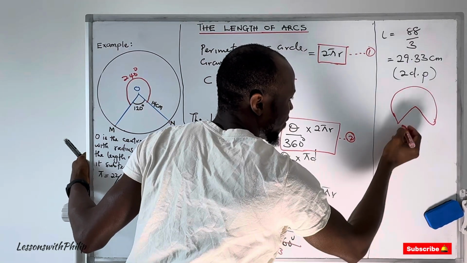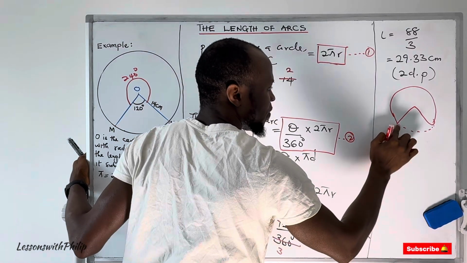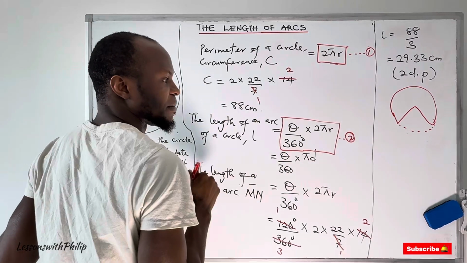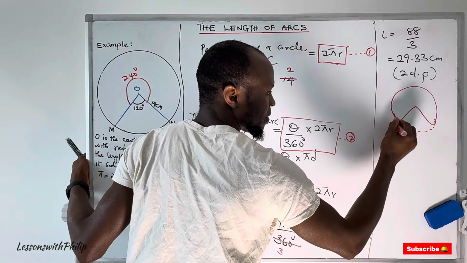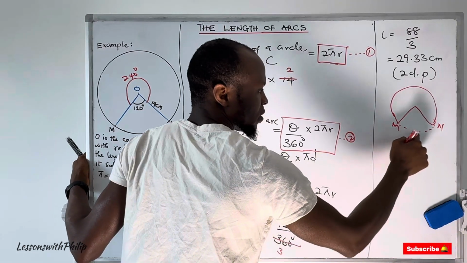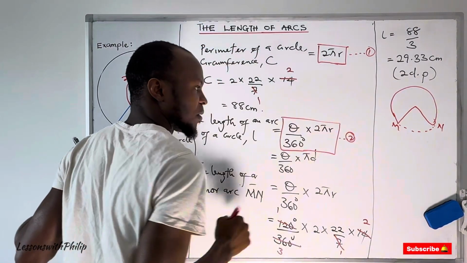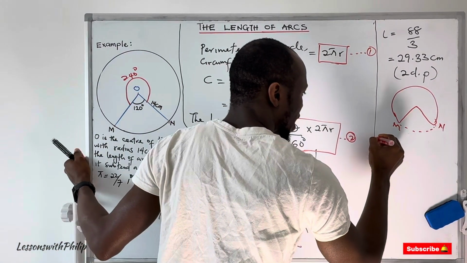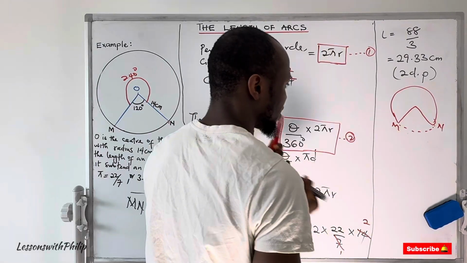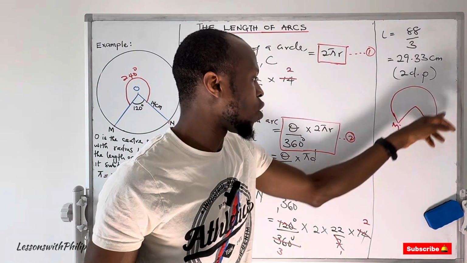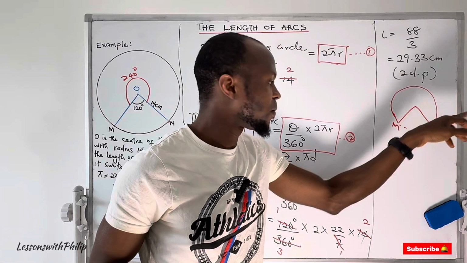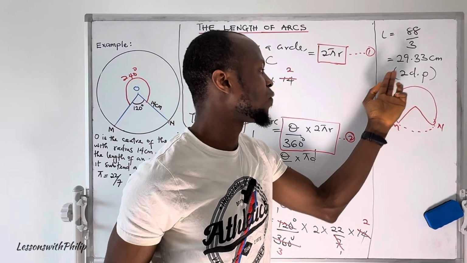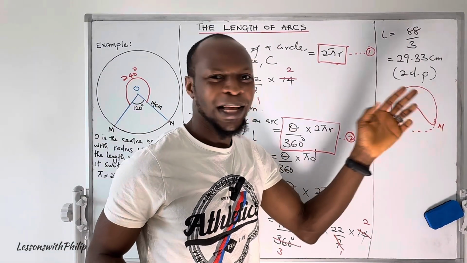Okay. Now I find the length from this point down to this point, which we have gotten to be 88 centimeter. Now I've gotten this point to this point to be 29.33. So if I'm asked to find this point to this point, automatically the major arc, since I know the total perimeter of the circle, I can just remove the minor arc. Don't forget, the minor arc and the major arc will be equivalent to the whole perimeter. Okay, that is one way.